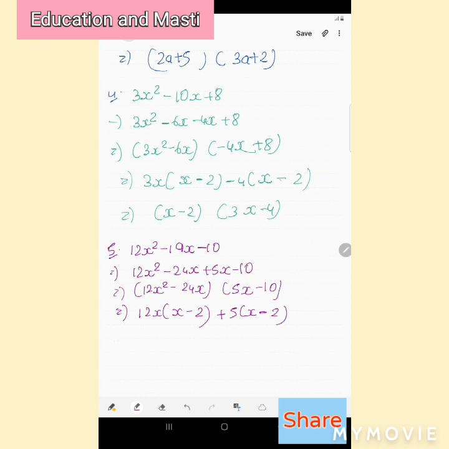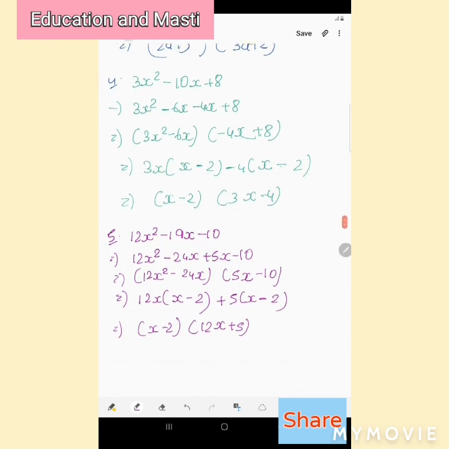Okay. So therefore the answer we'll get is x minus 2 and 12x plus 5. Still we can reduce this, but both are different, so we will leave this one. So the answer we get is x minus 2 and 12x plus 5.